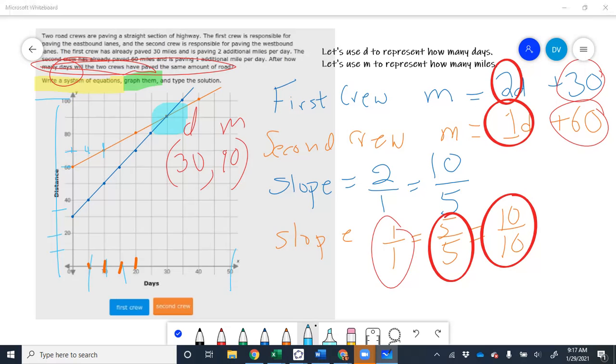Anyway, the answer to the question is, like I said, I know I have a lot of stuff here. The answer to that question is 30. 30 as in days. 30 days is how long it takes.